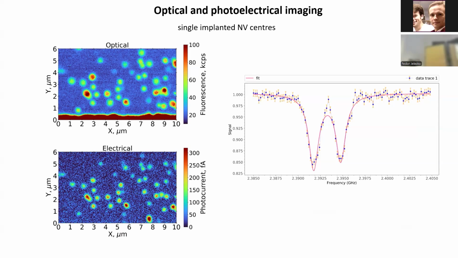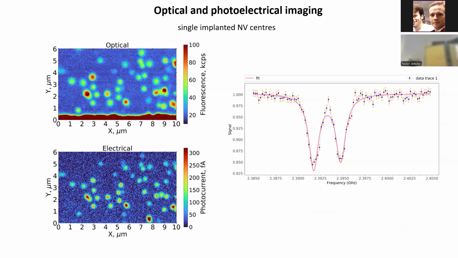And if you measure the photocurrent across these electrodes on the bottom or on the top, you get the same spots here. So you can recognize exactly the same dots here. Every single NV center has its imprint also in the photoelectrical image, where we measure photocurrent instead of photons. The photocurrent is shown here in femtoamperes. You can ask whether it's a high photocurrent or low from a single color center, and how we compare this.